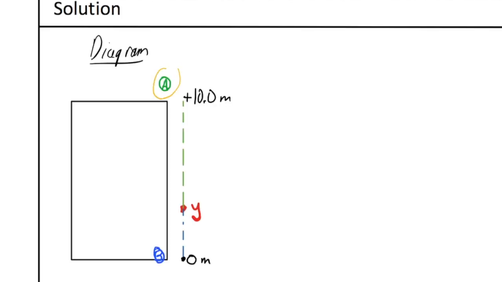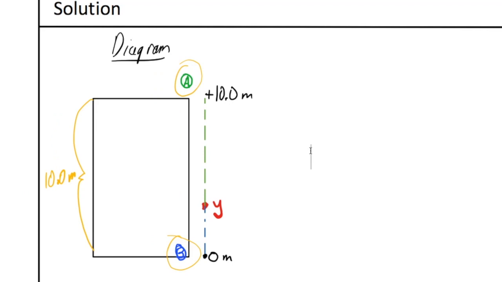So step 1, let's do the diagram. The top of the building is position A. That's where our first projectile is. And then at the bottom of the building is where projectile B starts. We know that the building is 10 meters tall. And let's adjust the diagram so it makes a little bit more sense. So they're going to meet somewhere in between.